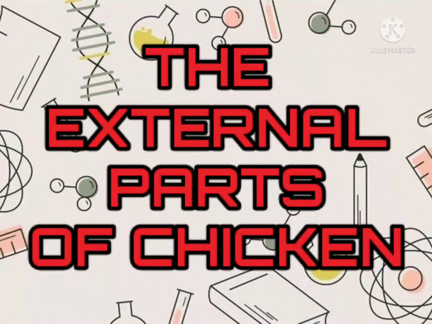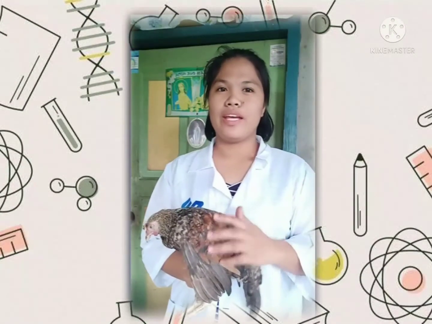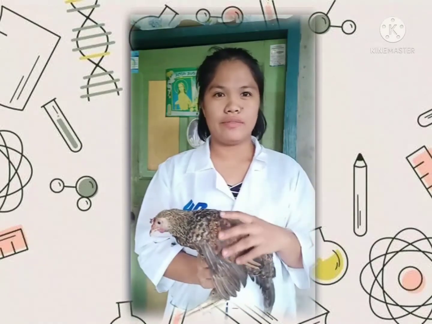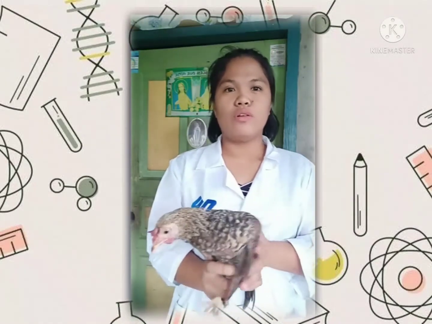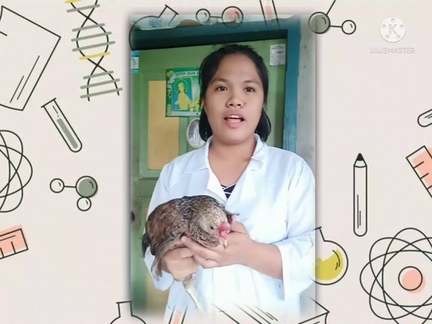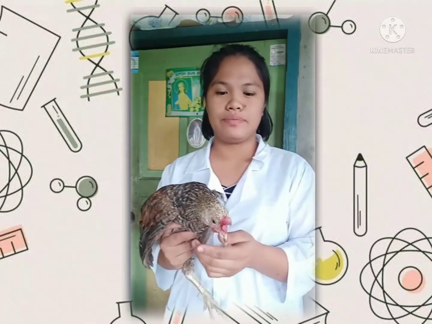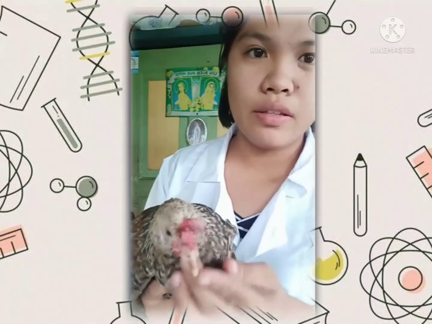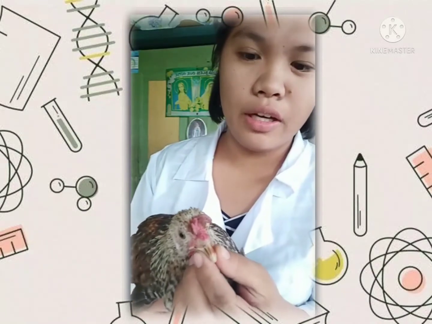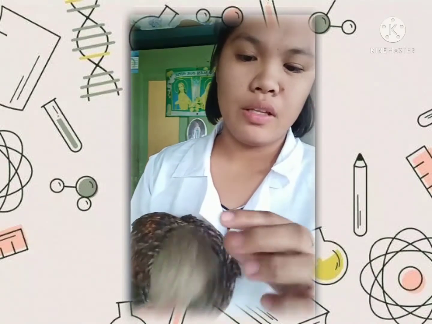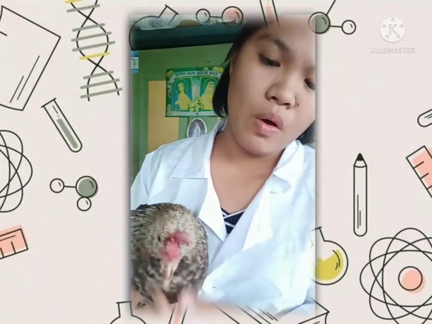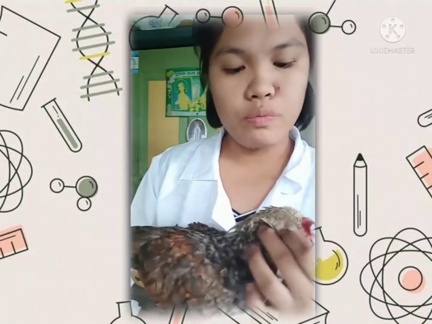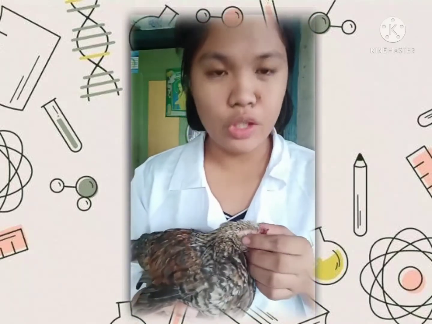External parts of a chicken. Guys, our topic today is the anatomy of a chicken. First, we need to identify the external parts of the chicken. This hard area is the beak. This one is the comb, wattle, earlobes. This one, the earlobes.